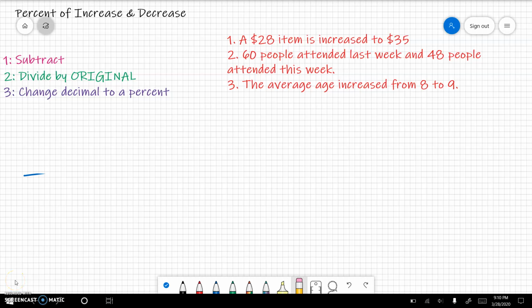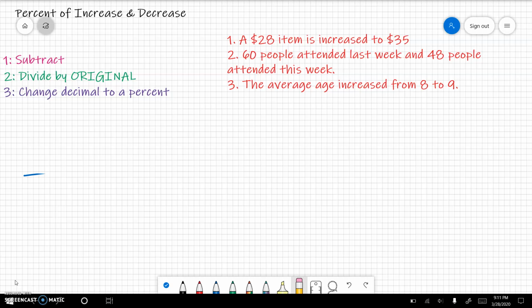We're going to be looking at percent of increase and decrease. So for example, this could be about the cost of something, how the cost of something changes over time. Sometimes the price will increase over time, and sometimes the price will decrease over time. But instead of looking at it as a dollar amount, we're going to look at it as a percentage.